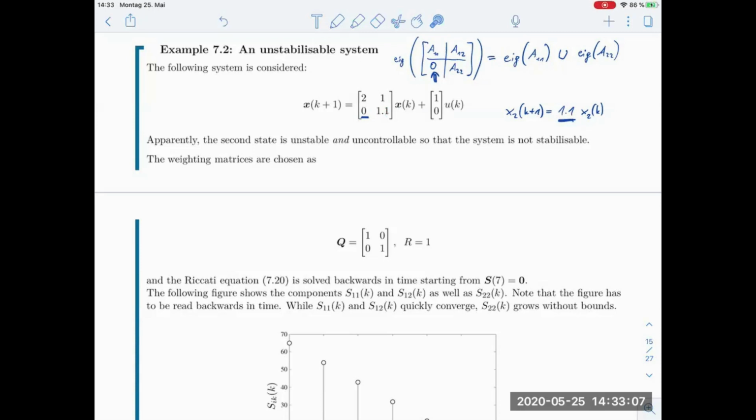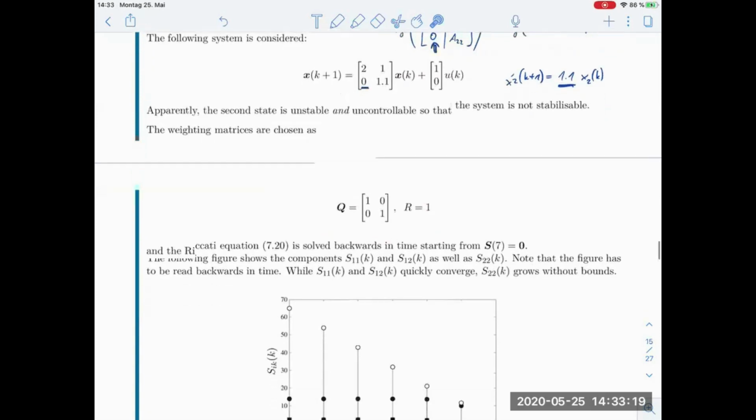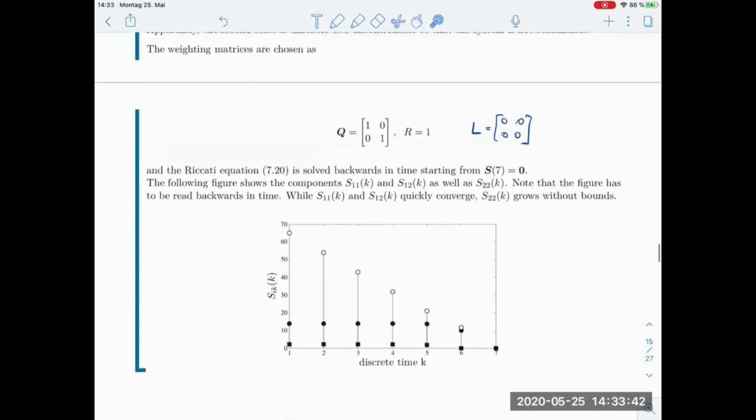Let's see what happens if we attempt to solve the matrix difference equation for the Riccati solution S. So we take unit weightings, and since L equals the 0 matrix here, if we don't write it down, that was the terminal cost term, we start by S of 7 as the 0 matrix. So 7 is the horizon length in this case that we look at. We can really start at any arbitrary point in time and just look at the evolution of the individual values.